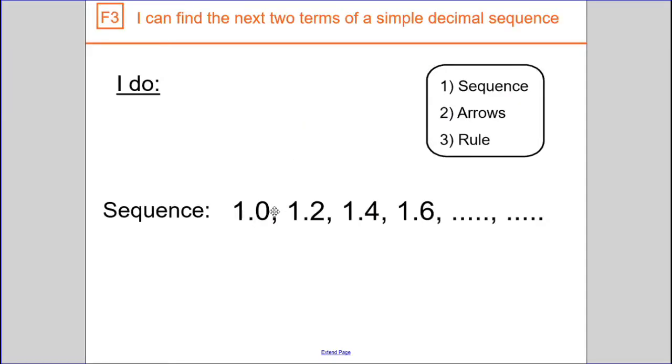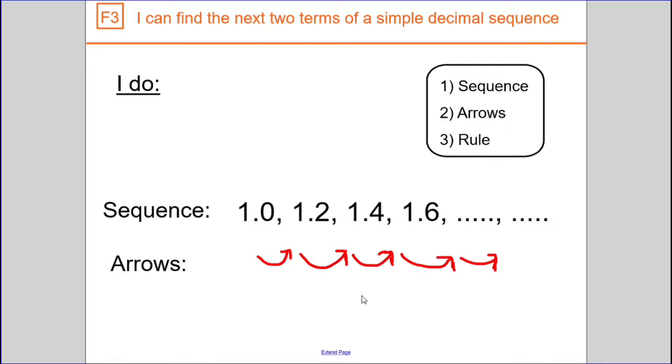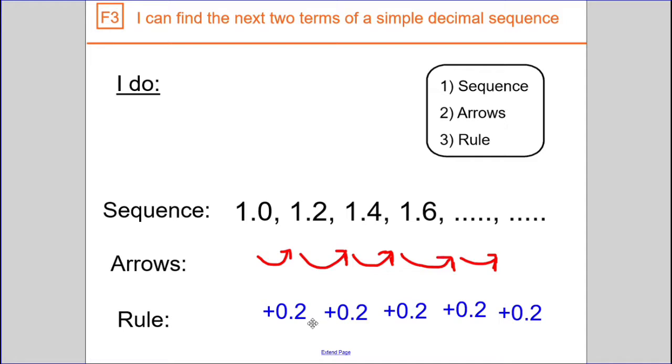I can find the next two terms of a simple decimal sequence. Now remember your 3 steps: sequence, arrows, and rule. So we've got 1.0, 1.2, 1.4, 1.6, so on and so on. So first thing you need to do is you need to do your arrows in between each individual term, and then you need to find your rule again in between each individual term. So we can see that our rule is that we are adding 0.2 each time.